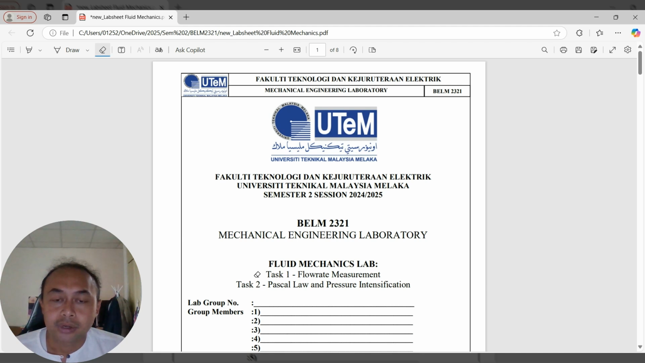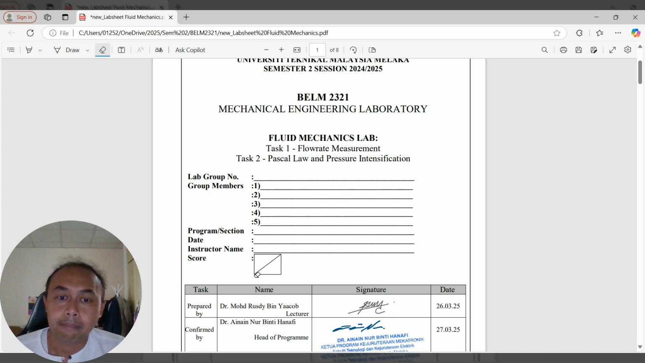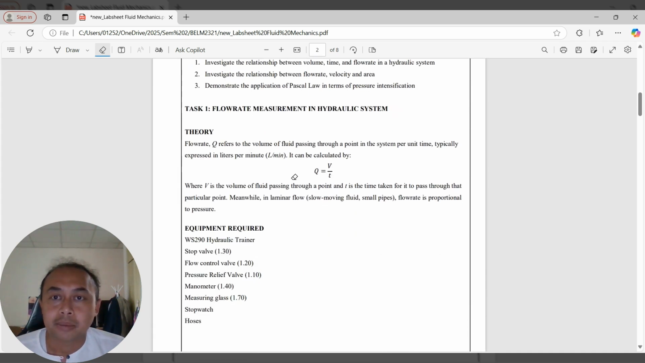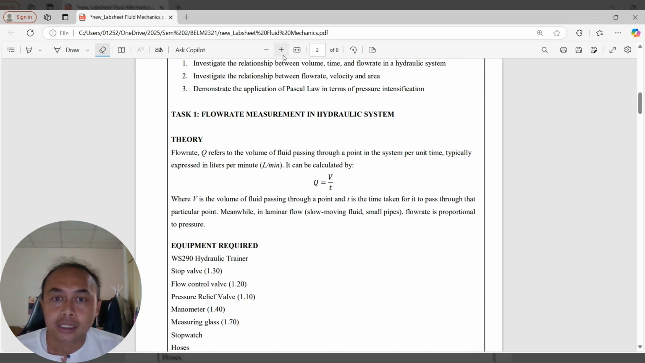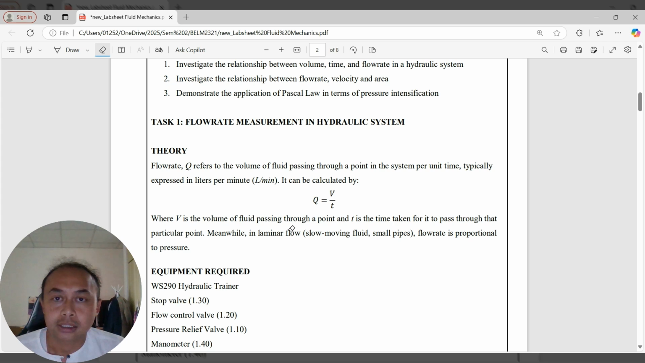First, I will explain task one, regarding the flow rate concept. In the lab sheet, you can find these short notes regarding flow rate. Even though you have not taken the fluid mechanics subject, I believe you should have learned this in your physics subject, either during your foundation or SPM. I guess it's pretty direct and straightforward.